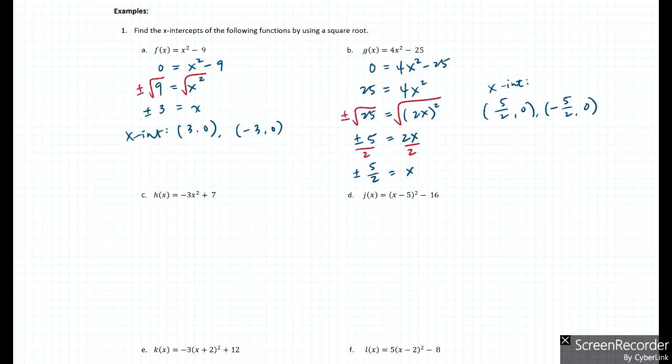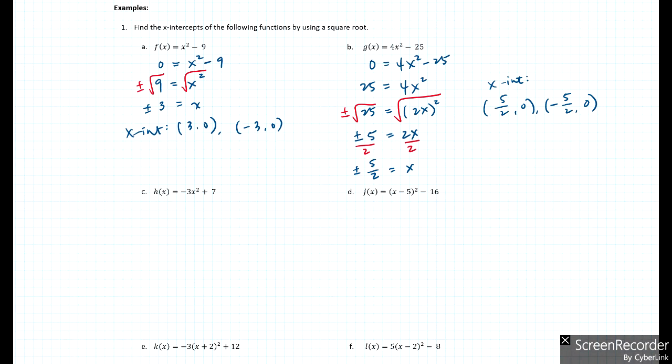In part C, again, we start with some quadratic term plus a constant term over here. Now if we want to find the x-intercepts, we can still use a square root method because we really only have 2 parts in this expression, the perfect square part and the constant part. When we set h of x equal to 0, that gives us negative 3x squared plus 7 is equal to 0.